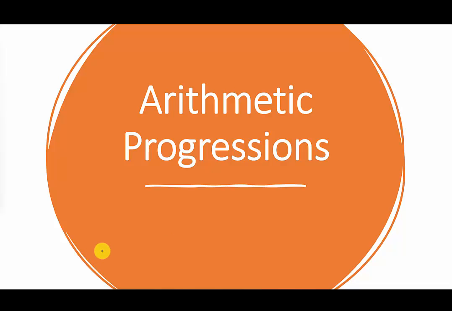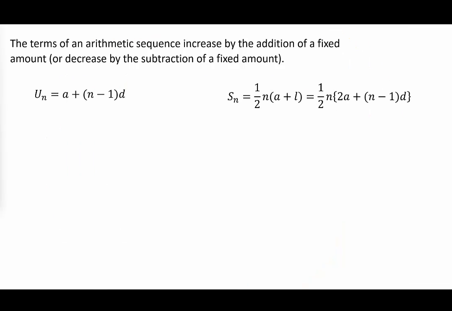Okay, in this video we're going to talk about arithmetic progressions. So in an arithmetic progression, it's important to understand that the terms, each consecutive term of an arithmetic sequence, increase by the addition of a fixed amount or decrease by the subtraction of a fixed amount. So basically we have to be adding or subtracting the same amount each time to have an arithmetic sequence.